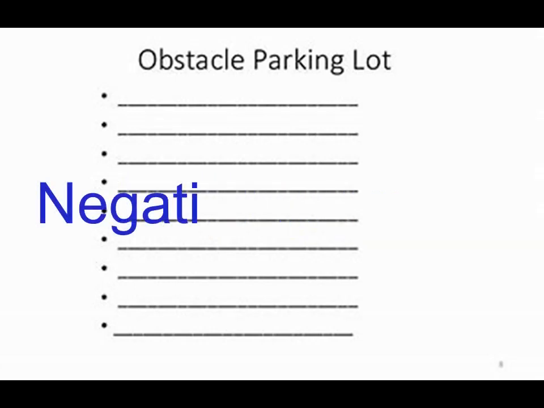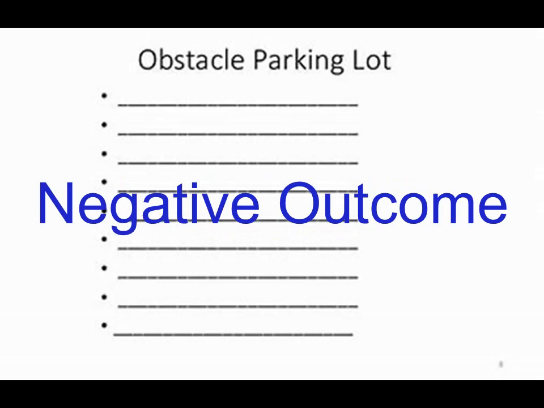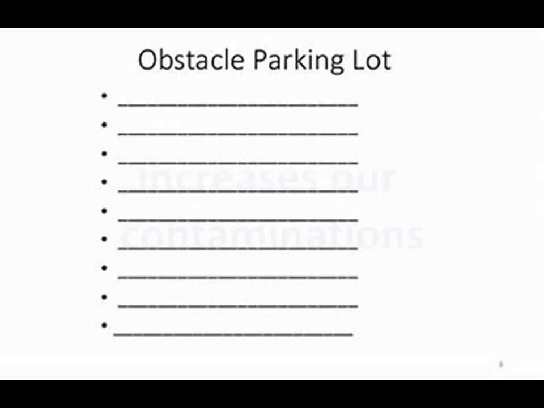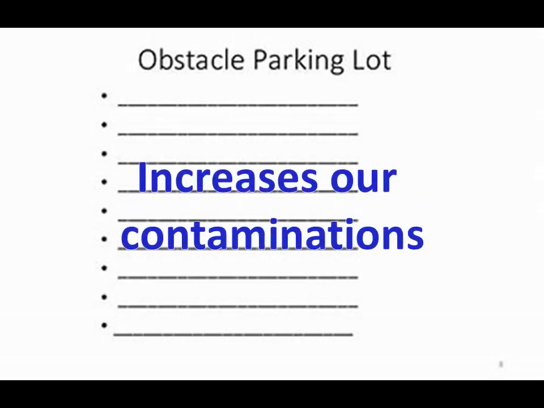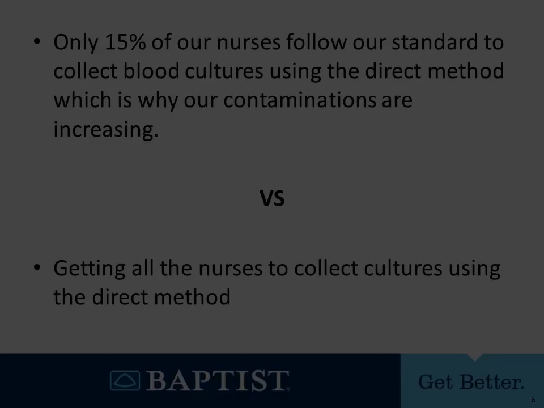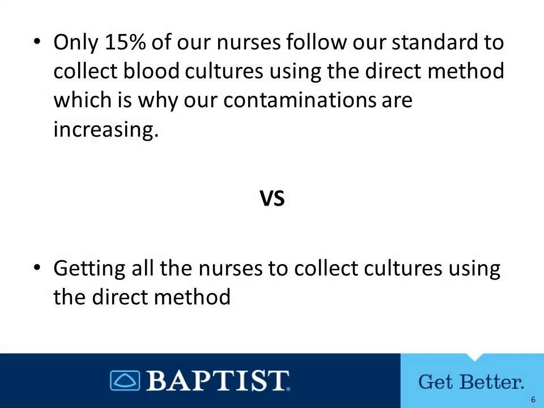The last piece of our obstacle that we need to write is our negative outcome. In this example, because our target condition is to have our contamination rate less than 2%, our negative outcome is it increases our contaminations. So when you put it all together, our obstacle now reads: only 15% of our nurses follow our standard to collect blood cultures using the direct method, which is why our contaminations are increasing, versus getting all nurses to collect cultures using the direct method.